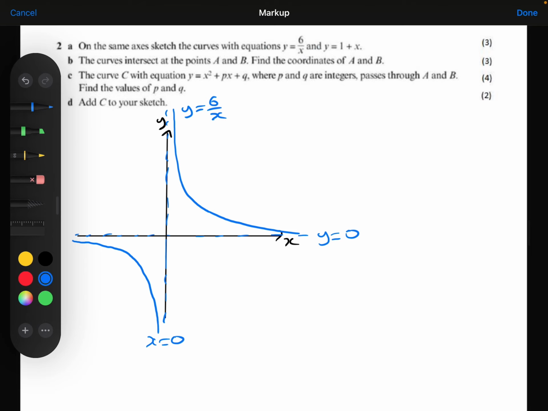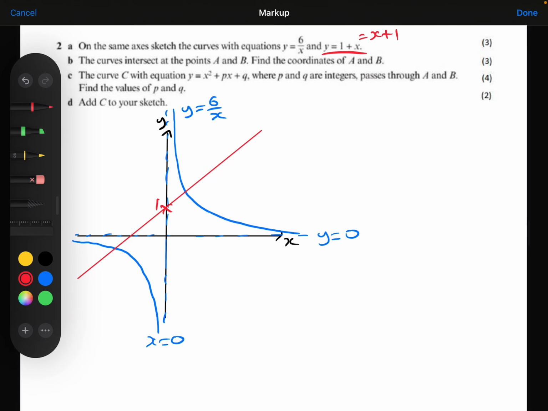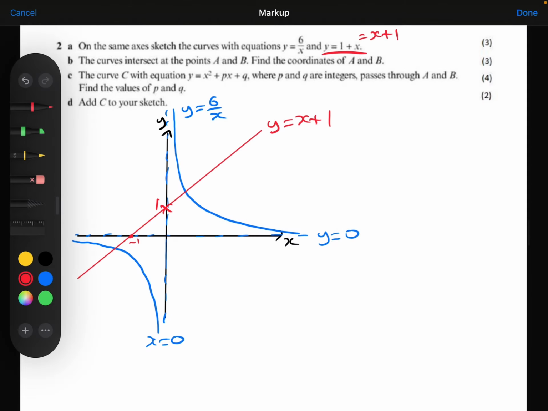Now to draw the 1 plus x, or x plus 1, same thing. It's got a y-intercept of 1, and it's got a gradient of 1. So it's going to look something like that, intercepting here at minus 1. So that's my answer to part A.